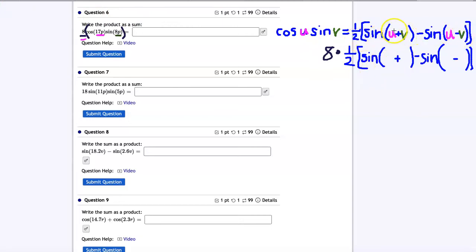I'm going to replace every occurrence of u with what u is equal to here, and that is 17p. So here is 17p, and here is 17p. And every occurrence of v, I get to replace with 8p.